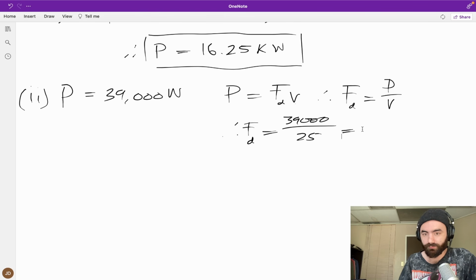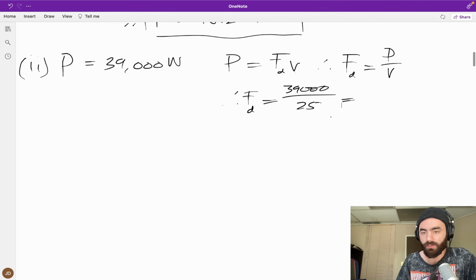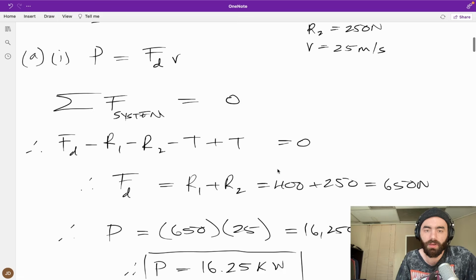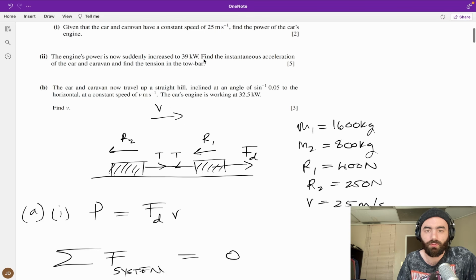Equals 39,000 divided by 25 is 15. I haven't even started my calculation yet for what I'm actually trying to find, but I know that I'm going to need the driving force. So find the instantaneous acceleration of the car and the caravan and find the tension in the tow bar.